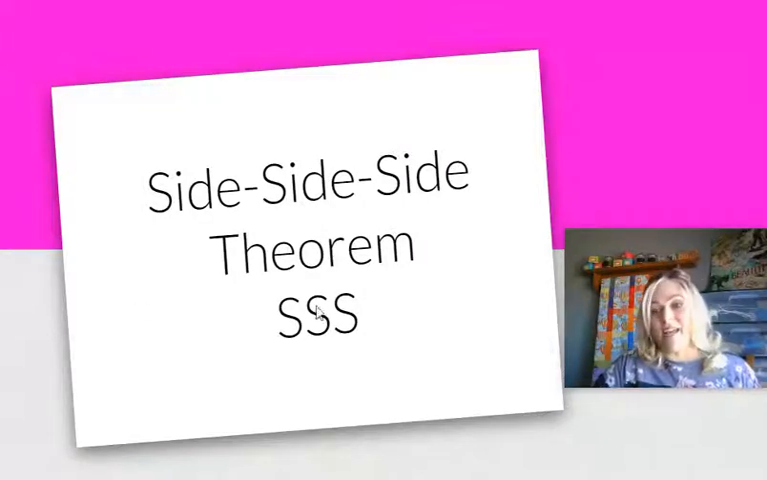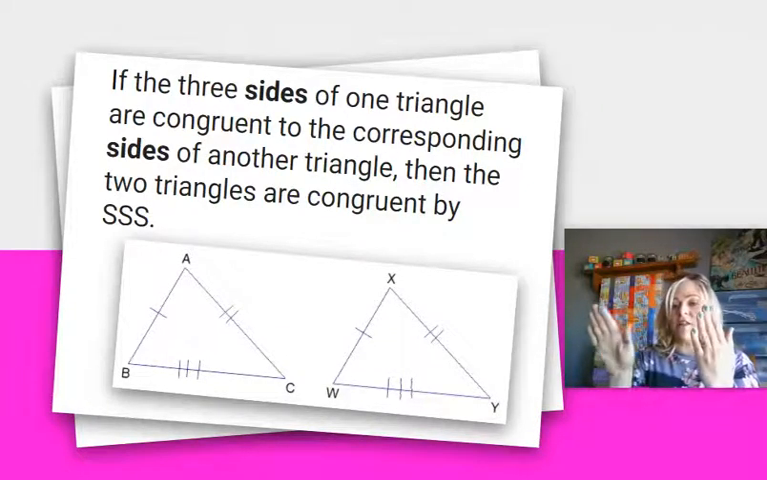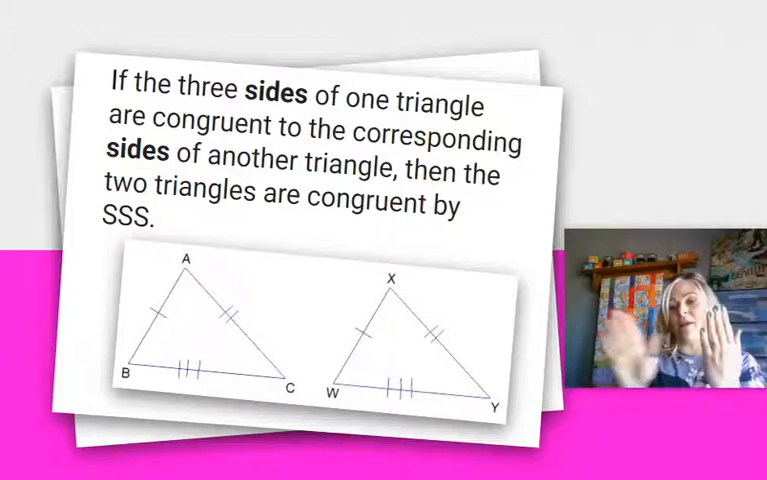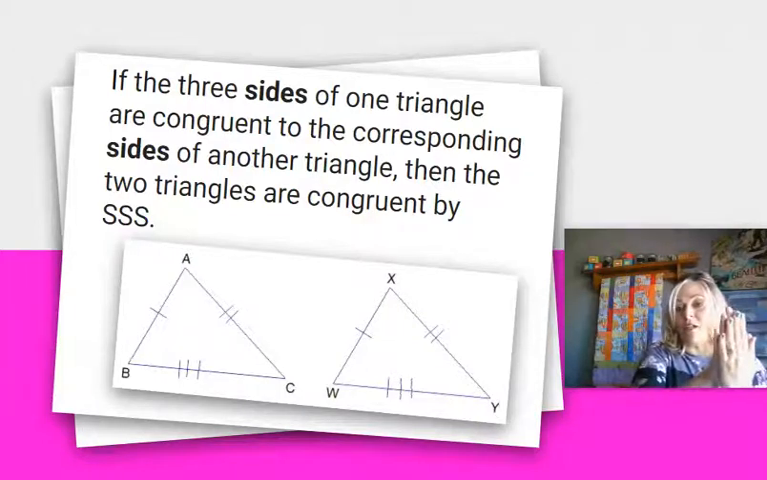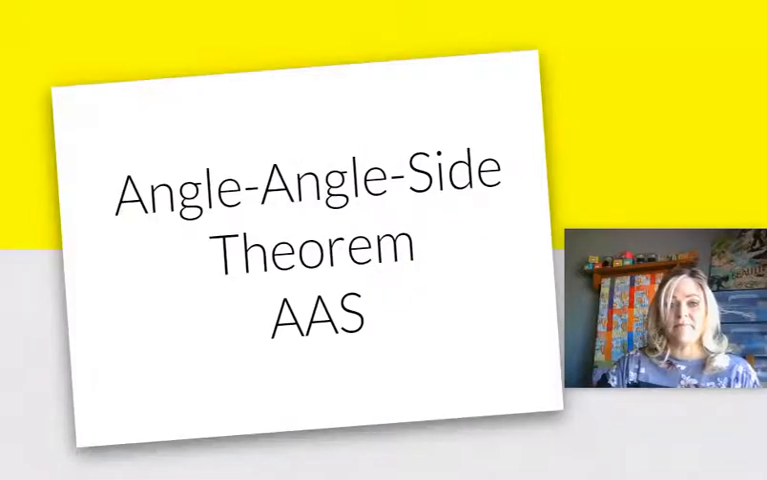Side, side, side. That's pretty obvious, I hope. All three sides are congruent to all three sides of another. So here's an example. And if I move this, again, those rigid transformations, if I just translated it, it would map one triangle onto the other just by a rigid motion. So those are congruent by side, side, side.